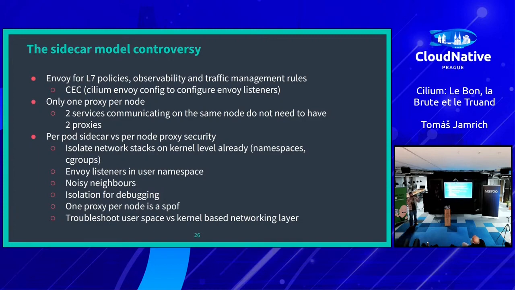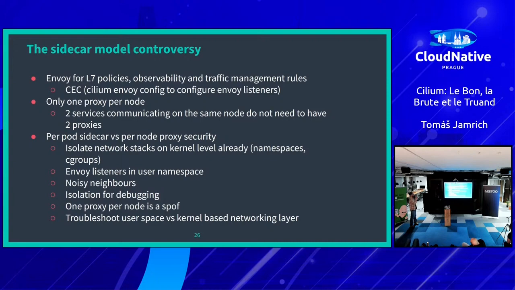But there are some cases where you may want to implement more security and not have many pods communicating through one proxy. You probably have a much harder time troubleshooting your communication, because you cannot isolate it that much when all of your stuff is communicating through one proxy. And if you have just one proxy on a node, it could become a single point of failure, because if that proxy is down, then you have a problem.